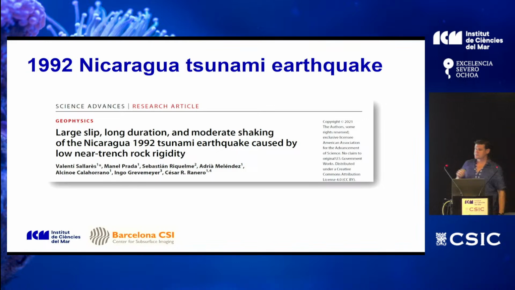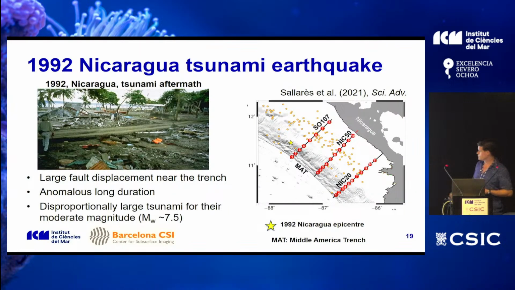Now, I'm going to start showing you some case studies in which we applied this conceptual model, this idea, to explain the dynamics of real events. The first one is the 1992 Nicaragua tsunami earthquake. As you can see, this earthquake is a tsunami earthquake, so it nucleated very shallow. So this is Nicaragua. This is the Middle American Trench over here. This is the oceanic plate. This is the upper plate over here. And the star depicts the nucleation of the earthquake. So you can see that it's very close to the trench.